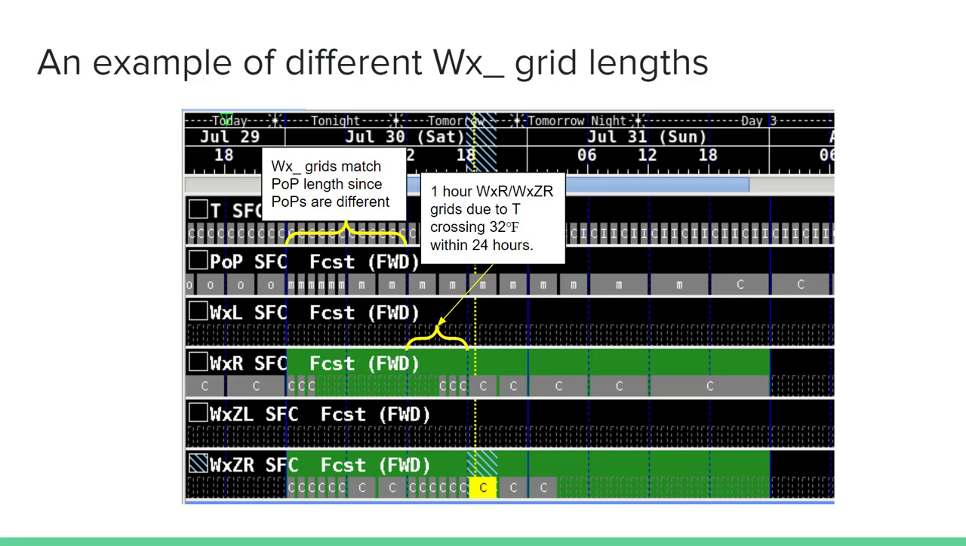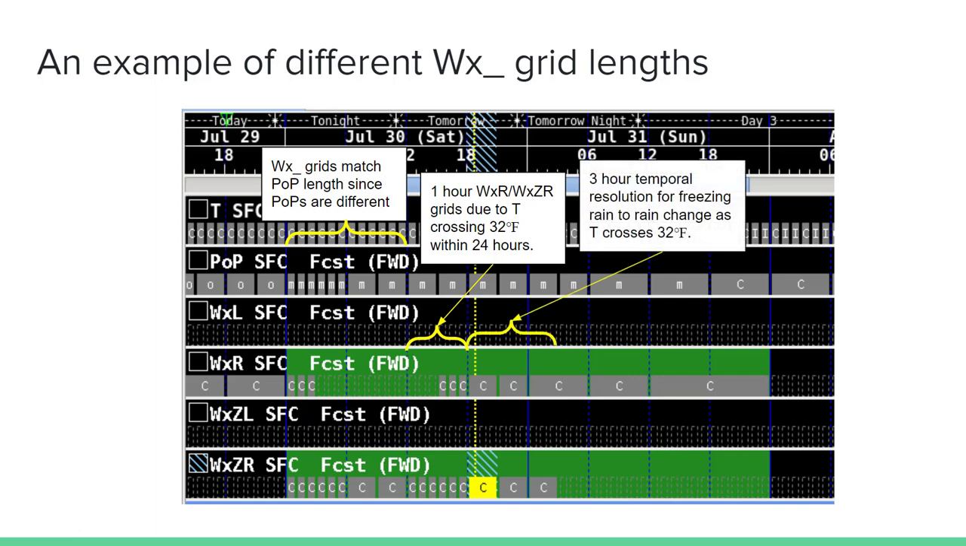That's because through the first 24 hours of the forecast, or until about 18Z tomorrow, the hourly temperature is warming above freezing, so you'll get hourly resolution of the change over from rain to freezing rain across your CWA. After 18Z tomorrow, it then being more than 24 hours in the future, the temperature grid now is only as specific as a 3-hour window for that temperature change. So your grids will now be 3 hours in length.